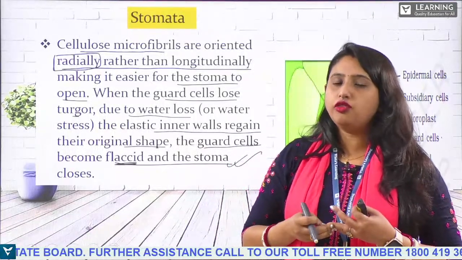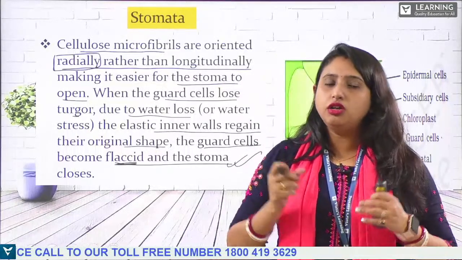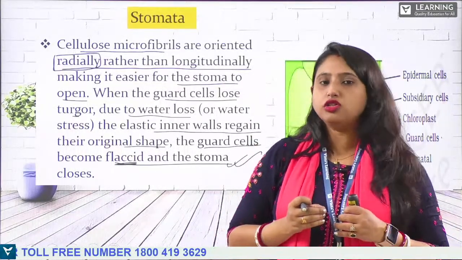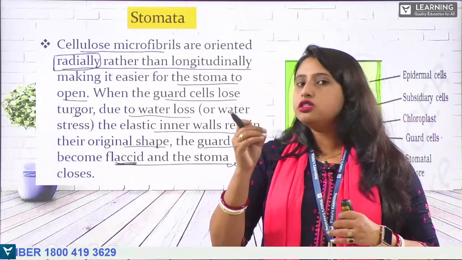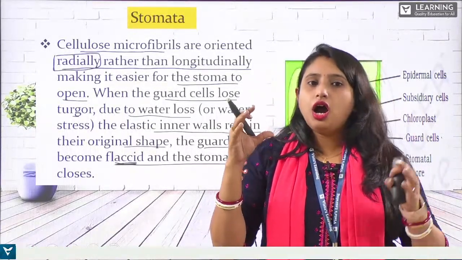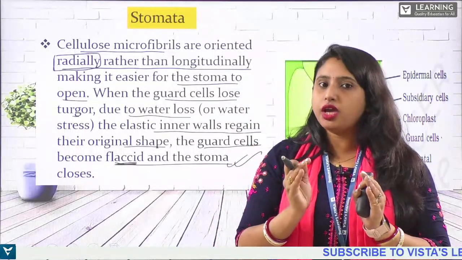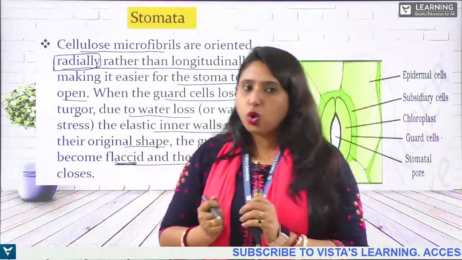It is because of the loss of water from the outer walls of the guard cells. When there is loss of water from the outer walls of the guard cells, the inner walls of the guard cells will come back to their original shape, and the stomata will close now.